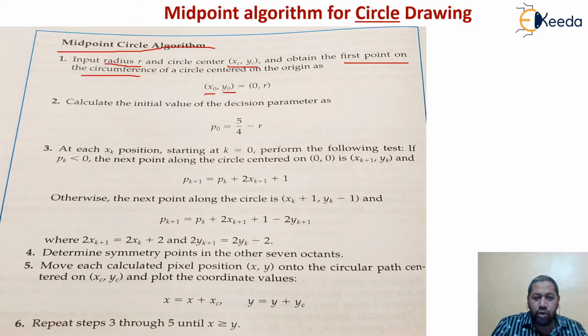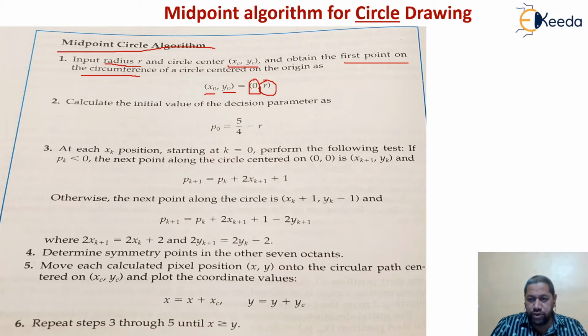What is the value of x0? The value of x0 is 0. And what is the y value? The y value is considered as r. So x0 is 0 and y0 is equal to r. This is my first pixel on my circle, so I'm just drawing it here.